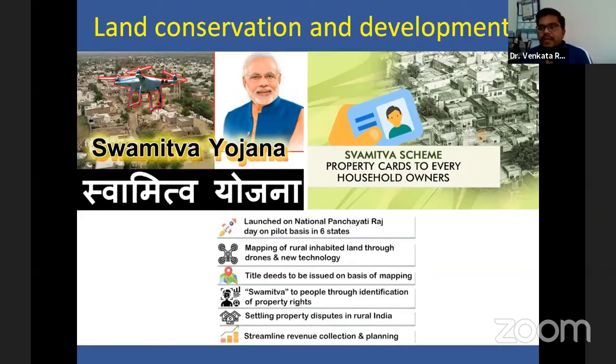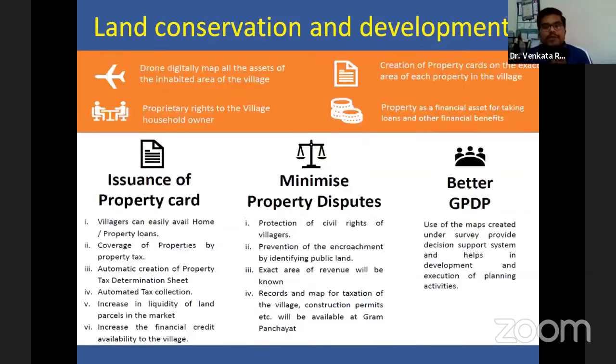They started the Swamitva Yojana scheme to give this kind of solution. For property issues, they want to use property cards in the villages, just like an Aadhaar card. Based on all the detailed information, the Gram Panchayat itself can generate the property tax automatically, because they have all the accountability and the collections, so that they can plan their revenue sources.